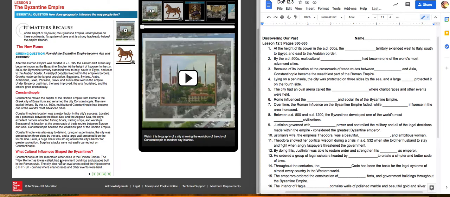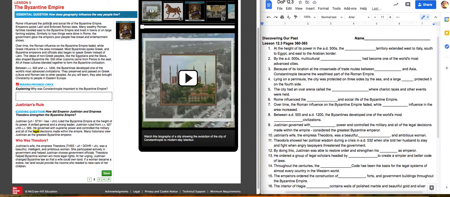Constantinople at first resembled other cities in the Roman Empire. The New Rome, as it was called, had government buildings and palaces built in the Roman style. The city also had an oval arena called the Hippodrome, where chariot races and other events were held. So, guys, they had like a coliseum to it. So you got number 5 in your notes, but you can see how Constantinople is kind of copying the city of Rome.